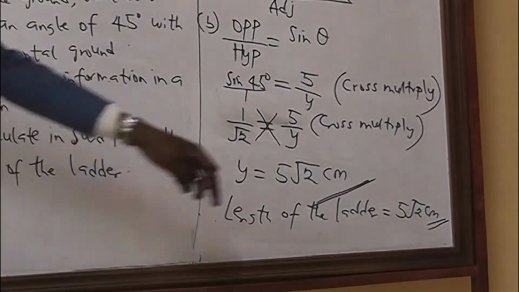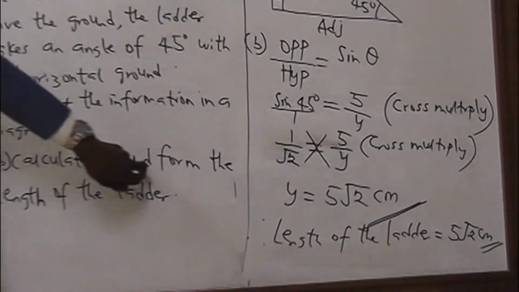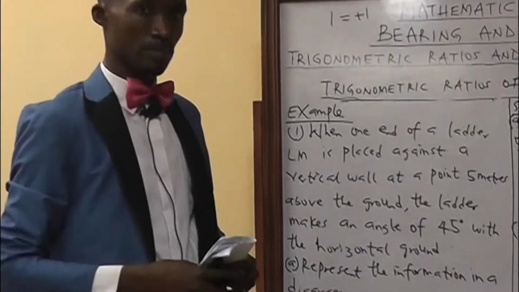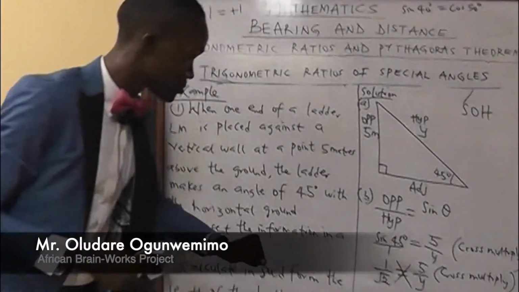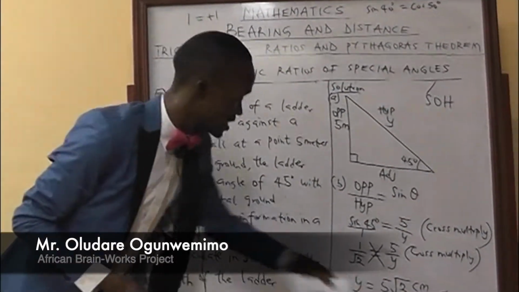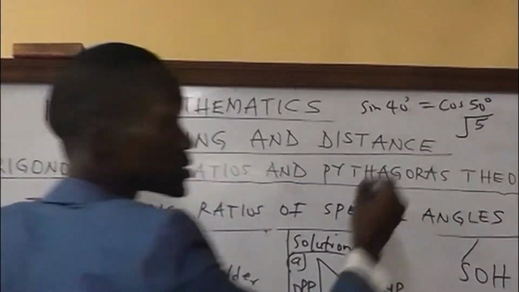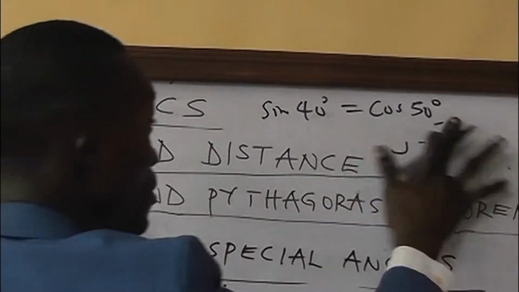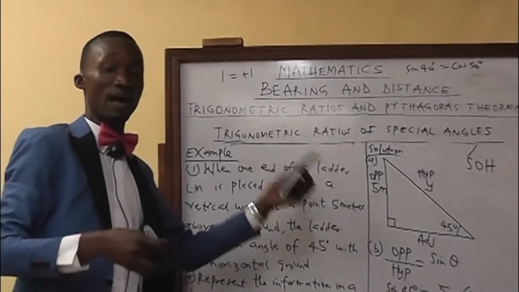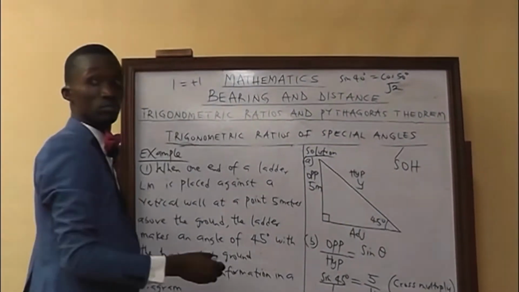We are leaving our answer in this form because of the instruction we have here, that we should calculate in surd form the length of the ladder. I got a question asking me for the meaning of surd. Surd generally is the square root of prime numbers. I explained earlier that prime numbers are numbers that can be divided by 1 and itself. So when we see root 2, this is a surd.